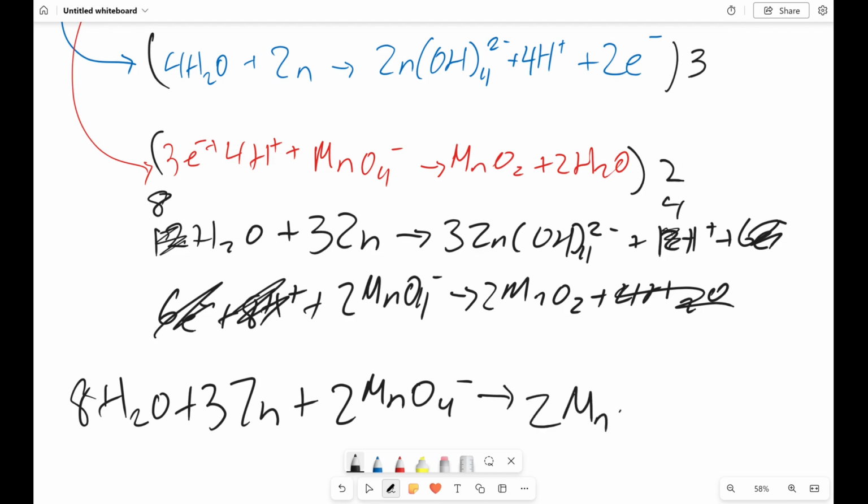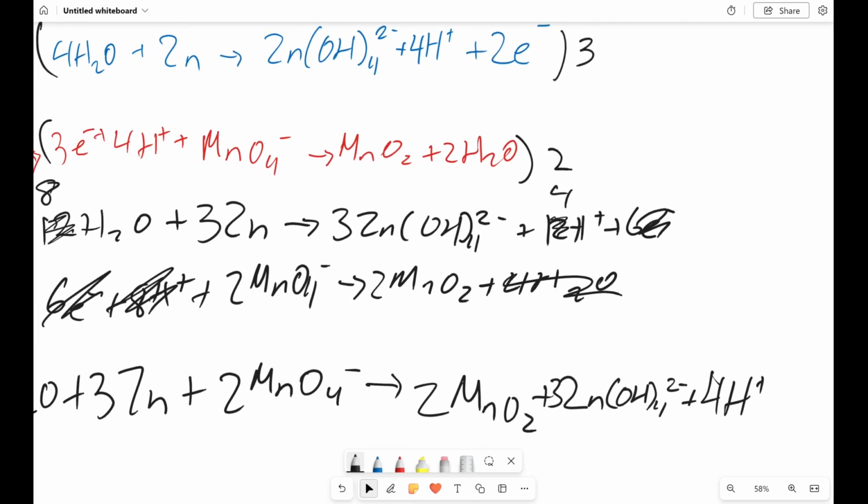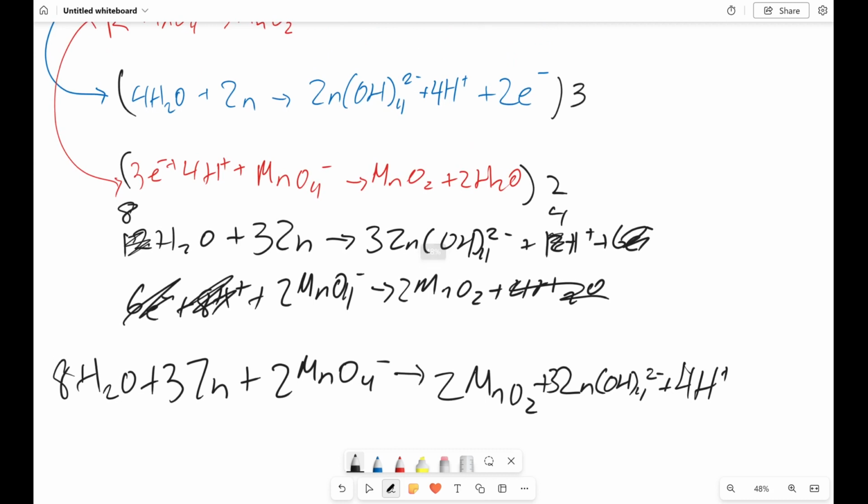2MnO2. Clearly, I have some memorizing to do too in chemistry. Zn. Oops, sorry, I forgot my coefficient. 3Zn(OH)4 2 minus plus, running out of space, plus 4H plus. So there it is in acidic conditions.